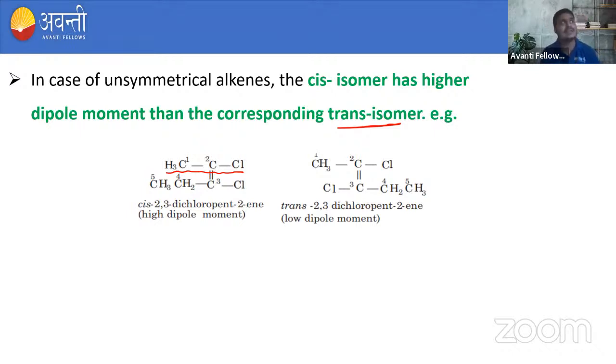That is how you calculate the boiling point, melting point, solubility, and the dipole moment of cis and trans, and what the reason behind this is. Which one has the maximum value, which one has the minimum value? I hope this is clear to everyone, right?